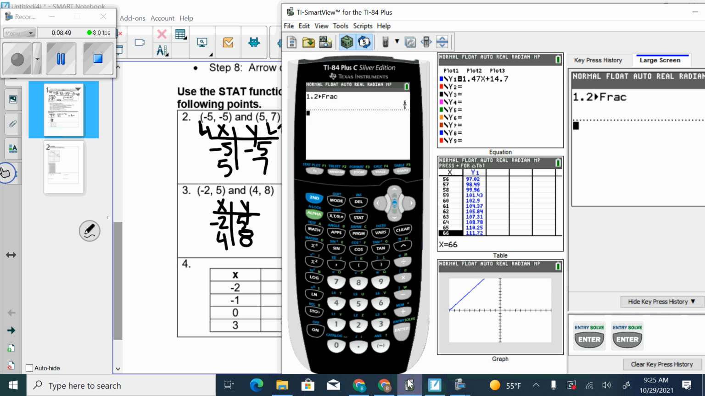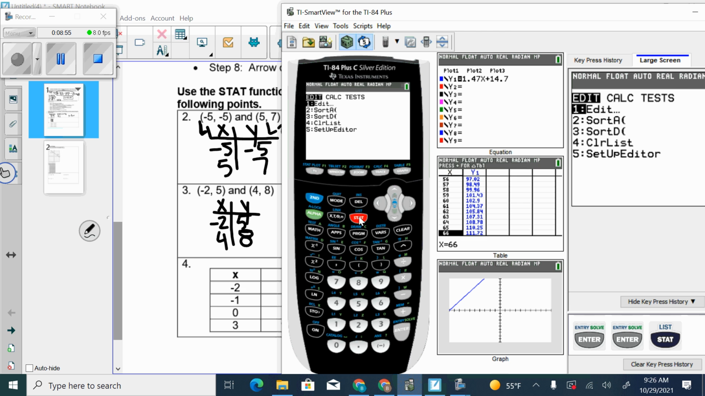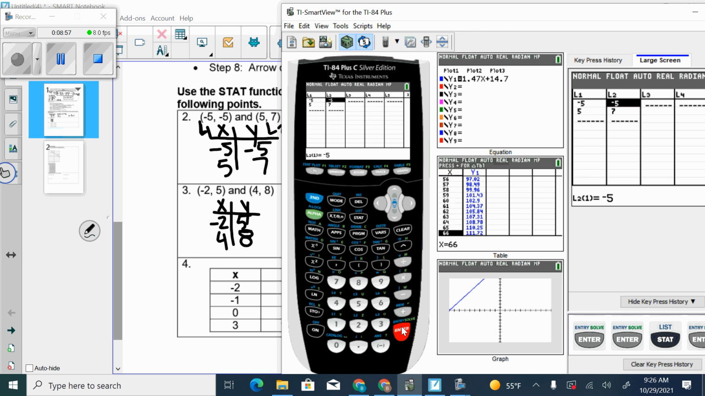So I go back into my calculator, we press Stat, and then Edit. Then we have to go up and clear our list. So you highlight the L2, clear, enter, go over and do the same thing to L1, clear, enter. All right, then we enter our x values in list 1, so -2, press enter, 4, enter. Then we go over to our list 2, we got 5, enter, 8, enter.